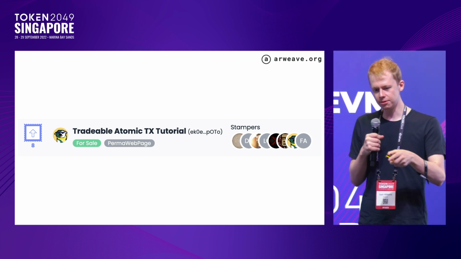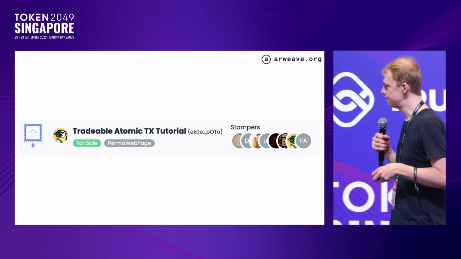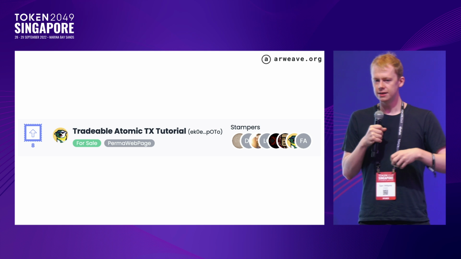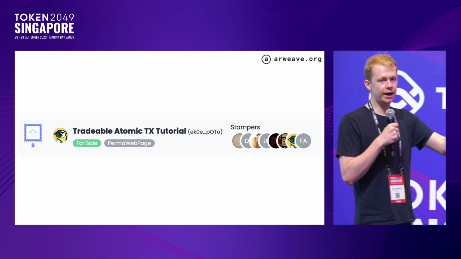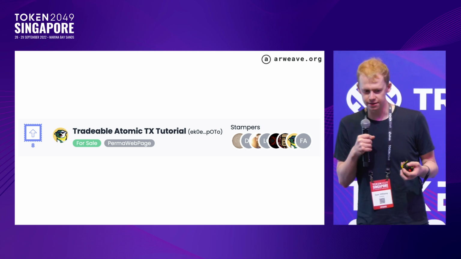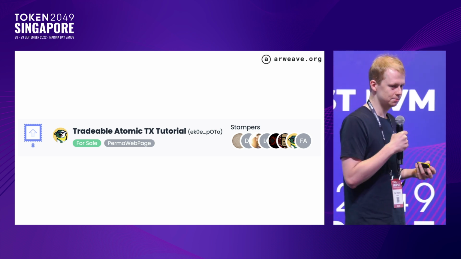So this one has a profit-sharing token inside. That means that when people stamp this thing, when they get likes, there's a profit flow, and you can buy and sell that as a user. So that's an interesting thing that the Arweave community is playing about with right now.